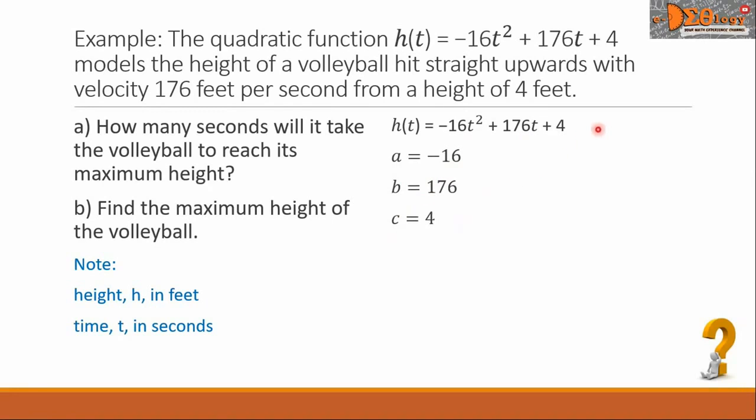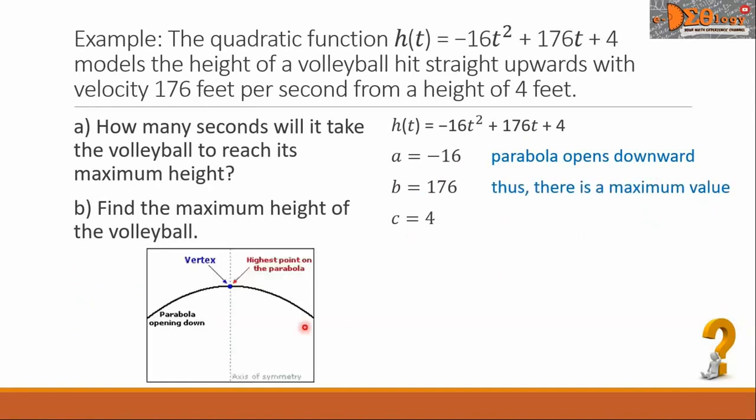So we have here a quadratic function with the value of a as negative 16. So we have here a parabola that opens downward. It means to say we have a maximum value. Here is a figure of a parabola that opens downward, and the highest point is what we call the vertex, and the k value is the maximum. And this line here is the axis of symmetry.